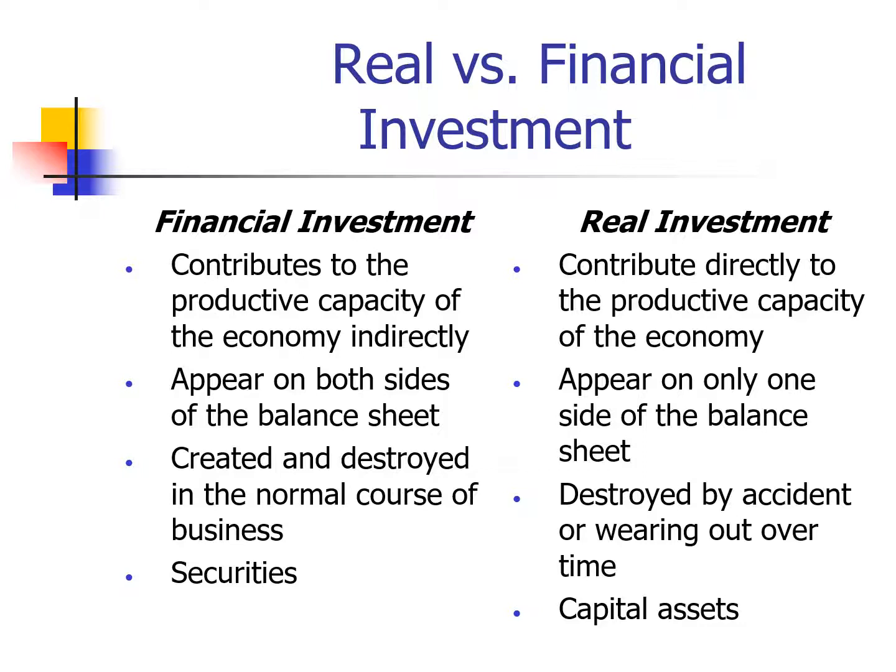The first test that they provide for you is to ask yourself whether the asset contributes directly or indirectly to the productive capacity of the economy. The second test is to ask whether the asset appears on both sides of the balance sheet or only on one side of the balance sheet. And the third test is to ask yourself whether the asset is created and destroyed in the normal course of daily business, or whether in order to destroy it you would have to have an accident or the asset would have to wear out over time.